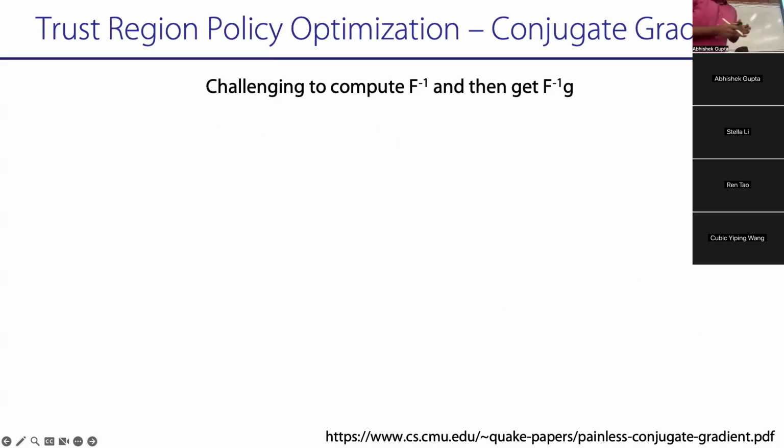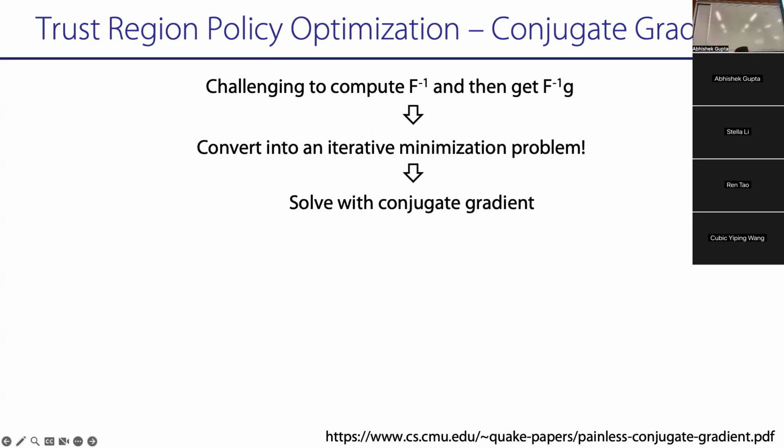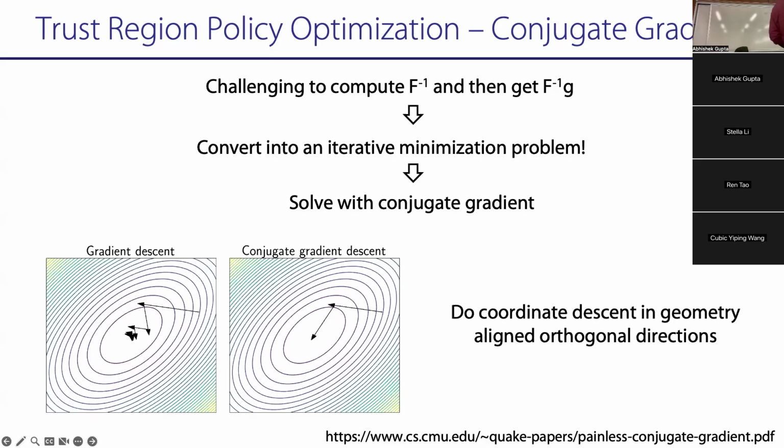And so what John and Sergey and others suggested in this paper was to use a technique called conjugate gradient. Conjugate gradient is a really rich and awesome technique, and we're not going to get into it. The link down there is a really nice tutorial on conjugate gradient. I just want to communicate the vibes.